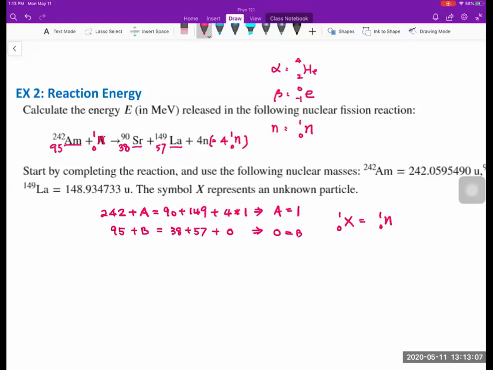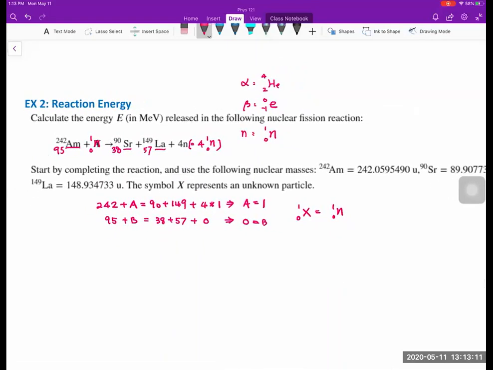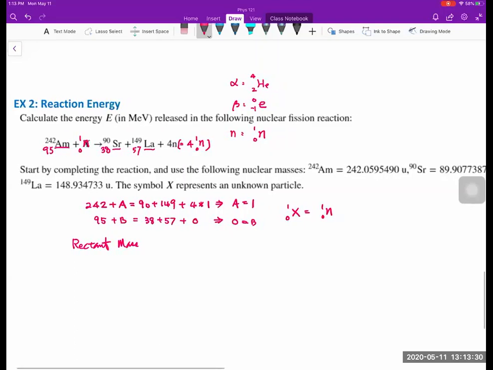Okay, now the next thing we do is to find out the mass on the left-hand side and the mass on the right-hand side. Is there any difference in the mass? So let's see the reactant. You sum all these masses. So we have 242.0595, 490. Carry all of them in your calculation.